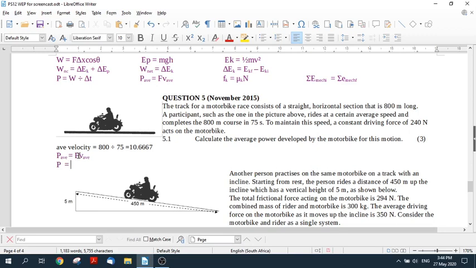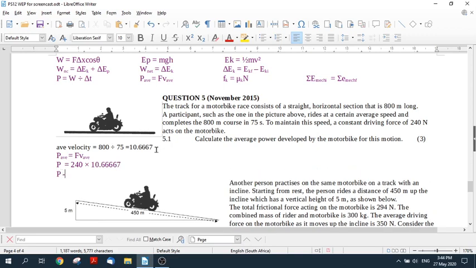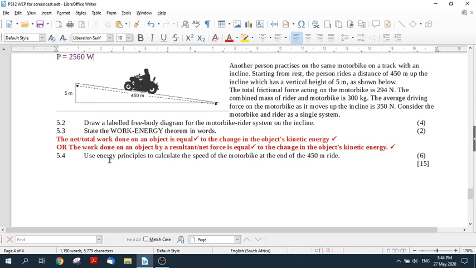So now the average power is going to be the force, which they tell you is 240 newtons, times this average speed, 10,6667. So from this you will end up with an average power of 2,560 watts. If you put in 800 over 75 over here, you will get out exactly 2,560 watts. If you rounded it off, you'll get out 2,560 comma something or the other. So this is the average power.